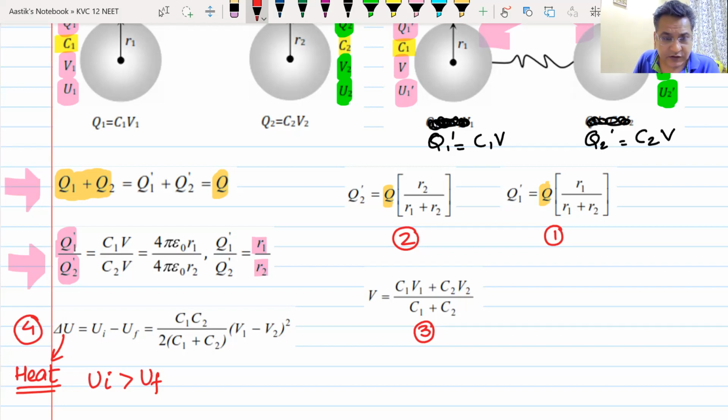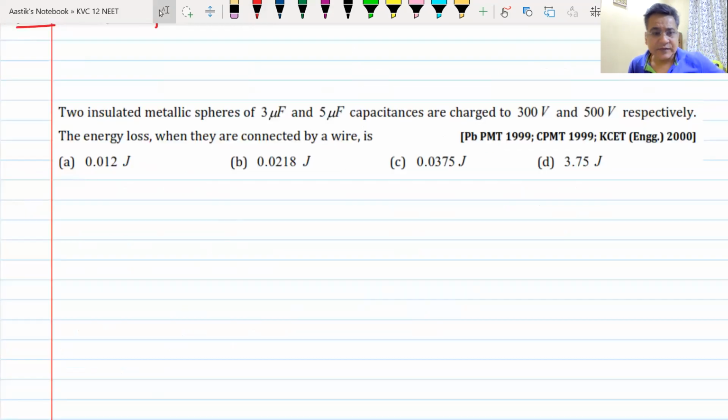Whenever such a question comes, it might require some calculations. I hope you can do that calculation. I'll give you time to do it. This is question number 1. You are given two spheres of capacitance 3 microfarad and 5 microfarad, charged to 300 volt and 500 volt. When they are connected, you have to find out the energy loss. I hope you know how to find it out. I'll give you 2 minutes to calculate the value.